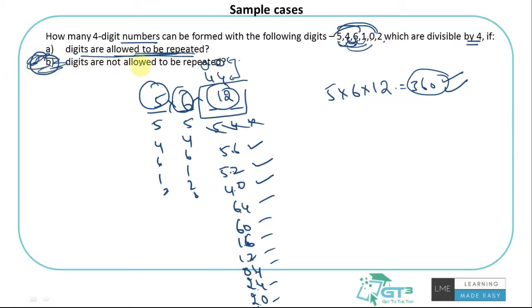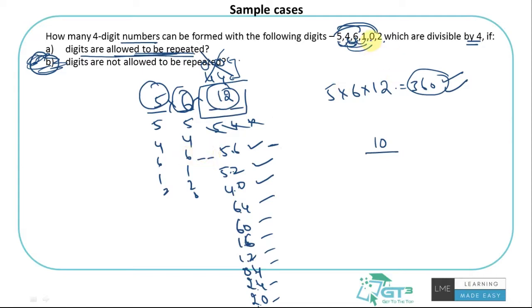If the digits are not allowed to be repeated, I cannot count these two cases. There are only 10 cases in this, like 56, 52, 40, and so on. So in this case 56, I'm talking about these two blanks. 5, 6 sits in the third and fourth. What are the options I have for these two?